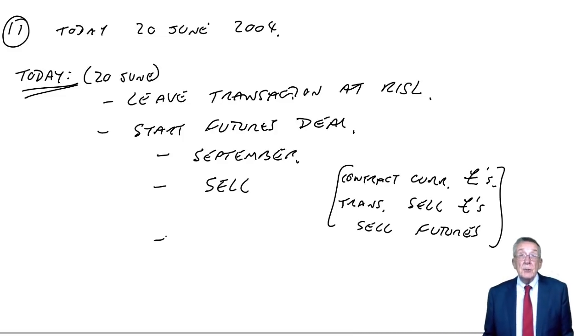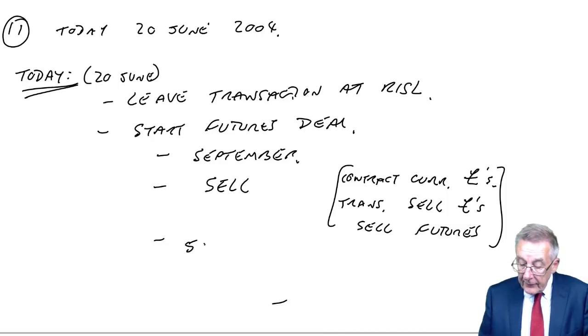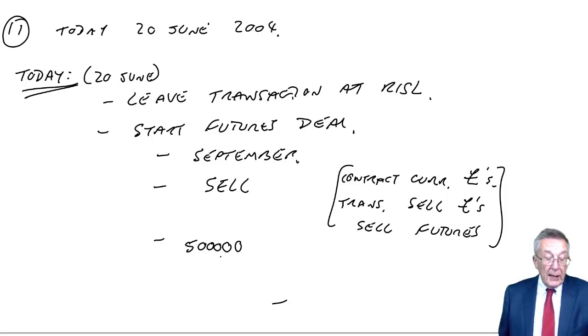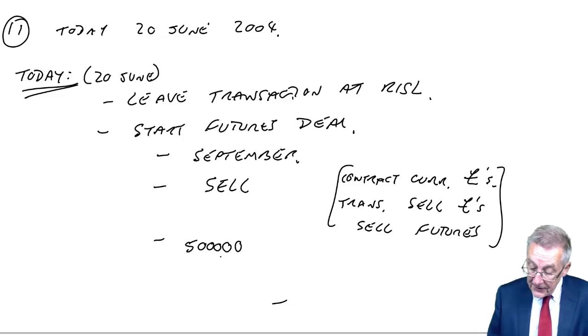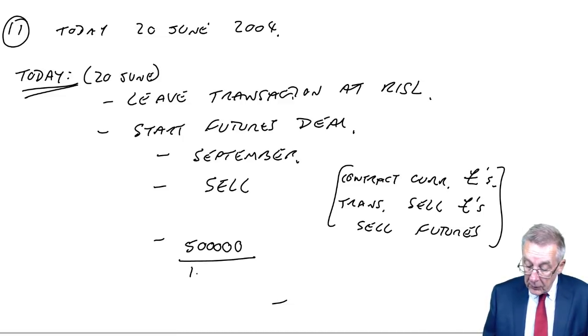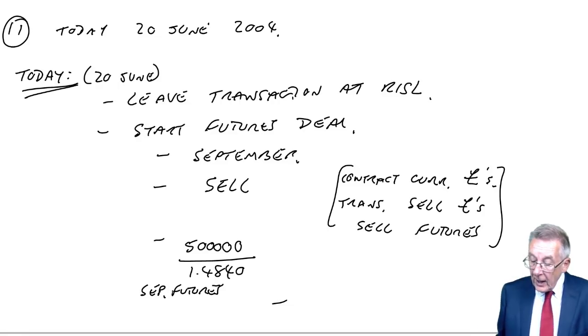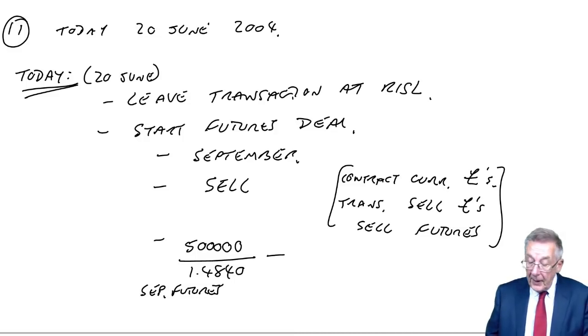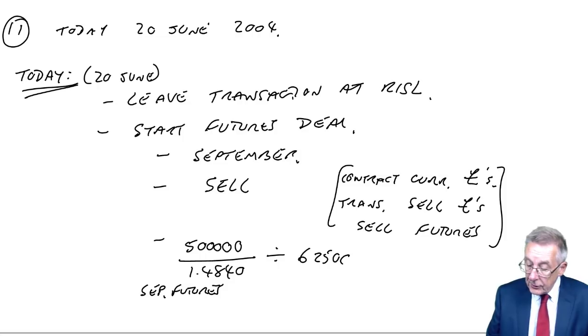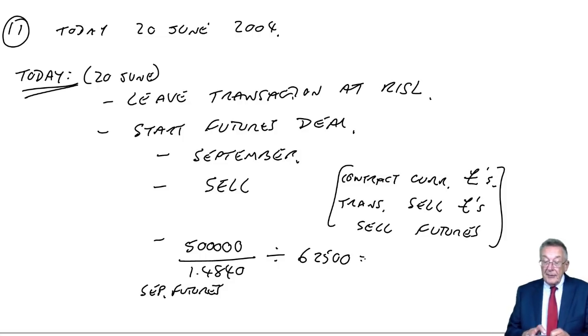And finally, remember, we need to know how many contracts we want. We want to gamble on $500,000, but it's got to be in fixed size contracts, which are quoted in pounds. So $500,000, first of all, convert to pounds at the futures price. We're using September futures, which are 1.4840. I won't show my workings, it's wasting time. That would give us the pounds we want to gamble on, but they have to be in contracts of 62,500.